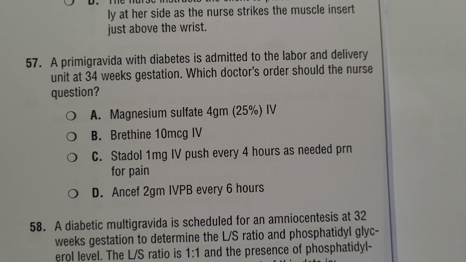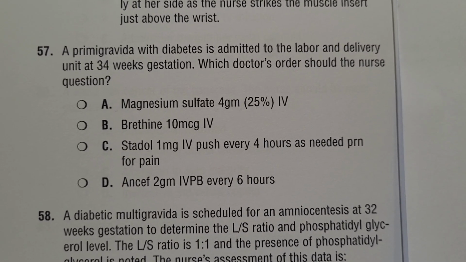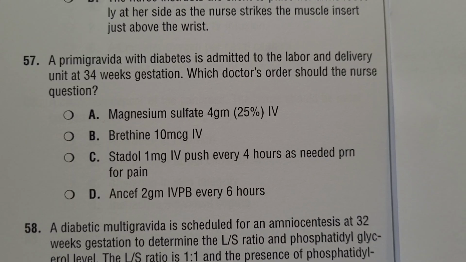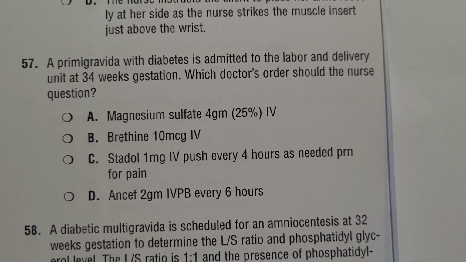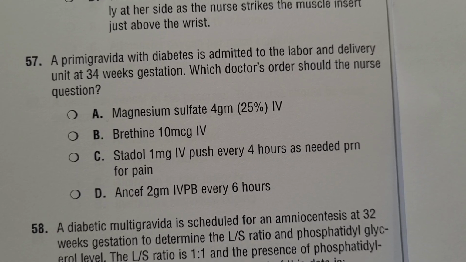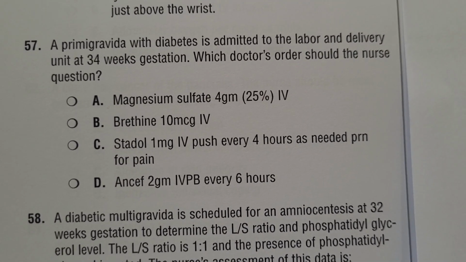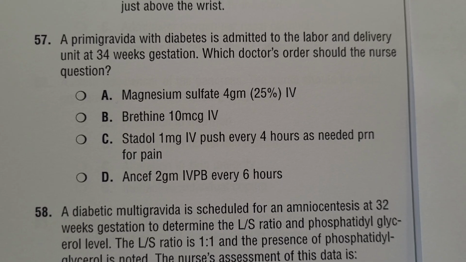The patient is diabetic, primary gravida, and admitted in the delivery unit at 34 weeks gestation. So which doctor's order should the nurse question? Which of the orders did the doctor put wrong? The nurse should question the doctor about that order.